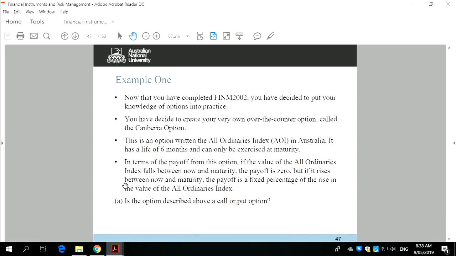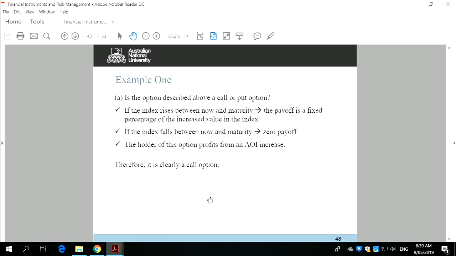Okay, so basically the last paragraph gave it away. The last paragraph says, if the index increases, you're getting a fixed percentage based on the increased magnitude of the index, right? So when you increase, you get a payoff. When the index decreases, you get nothing. Sounds familiar, right? What kind of option gives you a payoff when the underlying asset increases and nothing when the underlying asset falls below the strike price? Well, a call option, right?